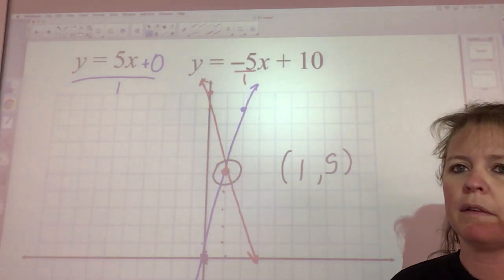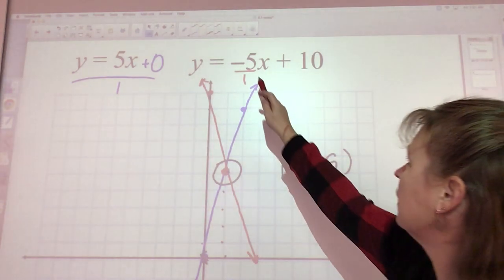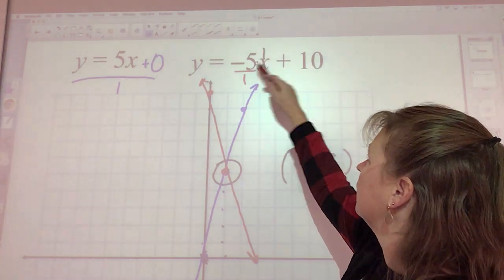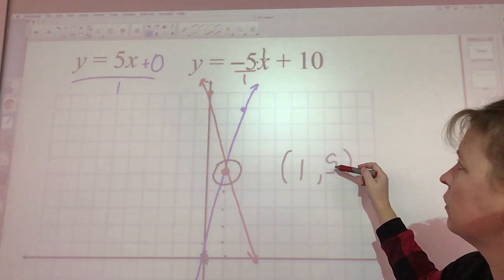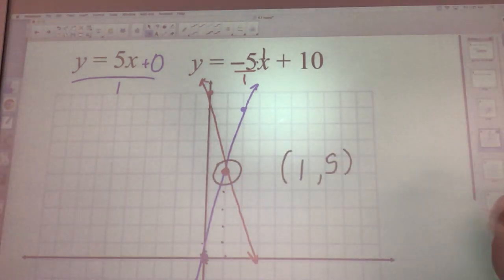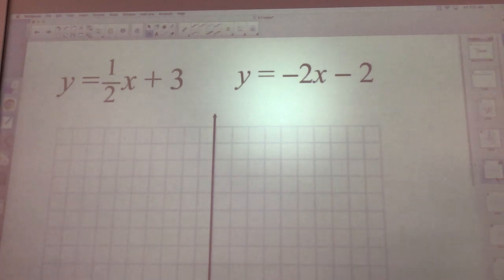We'll check one more of these, but then I won't take the time to do it every time. -5 times 1 plus 10. -5 times 1 plus 10 equals 5. 5 times 1 equals 5. Next one.